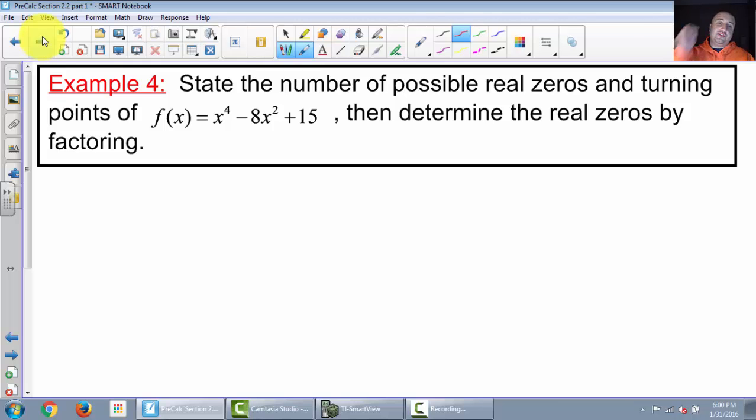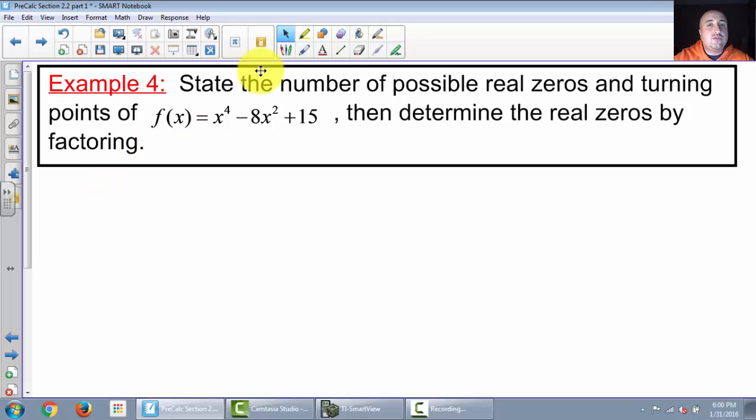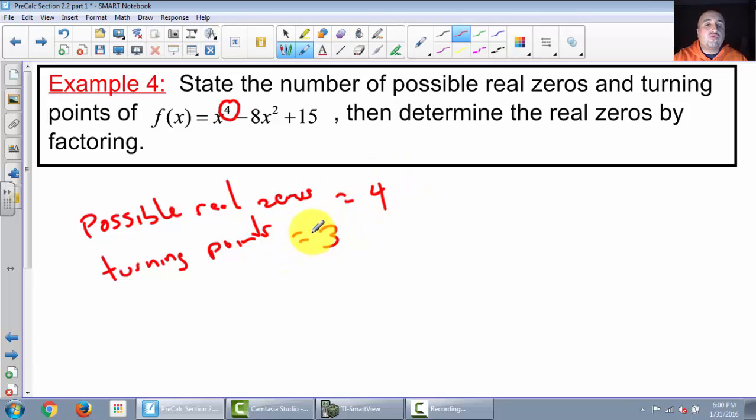And last but not least, we're going to do the same exact thing for x to the 4th and x to the 5th. I'm going to do these last 2 in class with you. But let's answer the first question. How many possible real zeros can I have? It's a power of 4, so it can have at most 4. Turning points: you take your zeros minus 1, so it can have at most 3 turning points. Doesn't have to have that many, but it could.